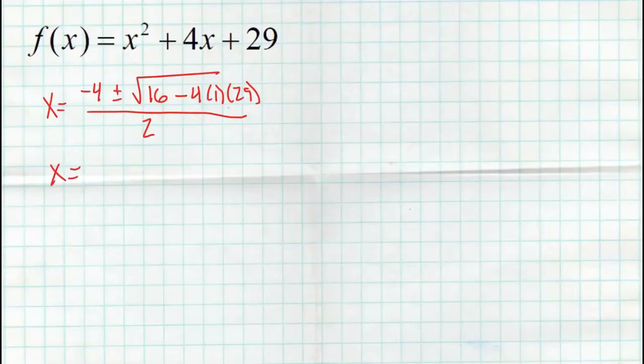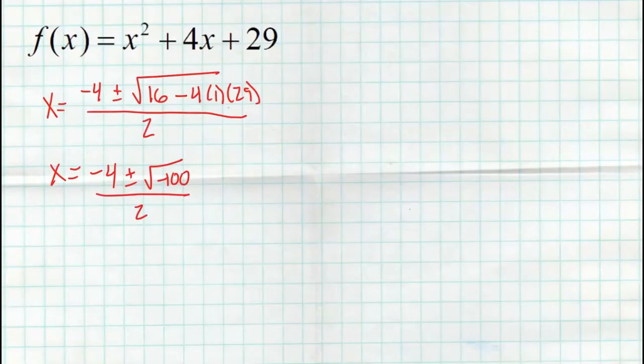All right, now I've got to figure out what is inside that square root. So I'm going to do 16 minus 4 times 1 times 29, and I get negative 100. So I get negative 4 plus or minus the square root of negative 100, all divided by 2.